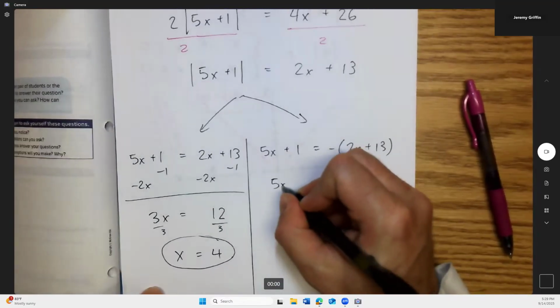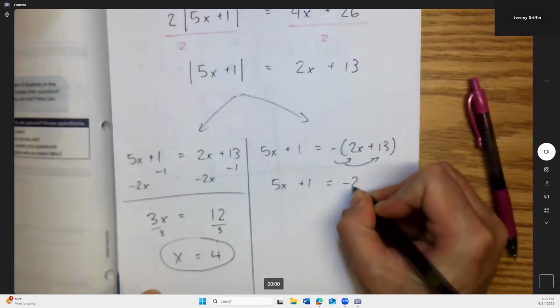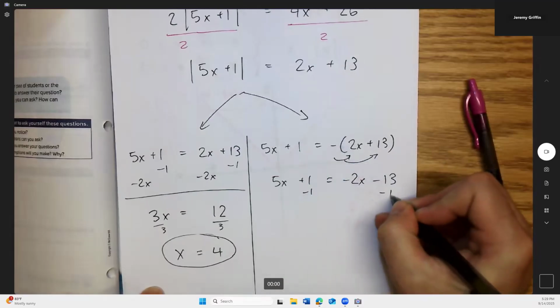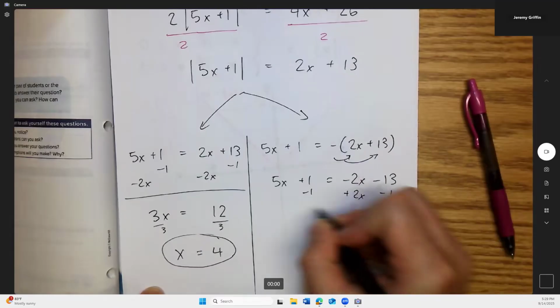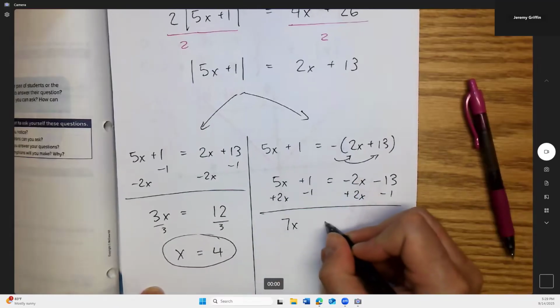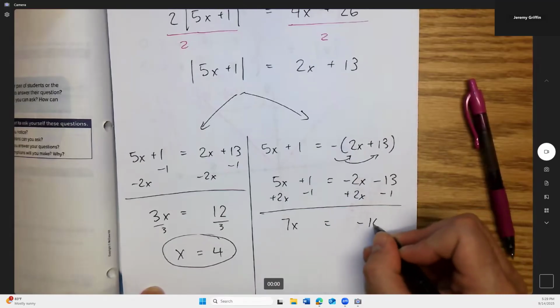So I got 5x plus 1 equals negative 2x minus 13. Subtract 1 from both sides. I'll add the 2x while I'm at it. That's going to give me 7x, and here is negative 14.